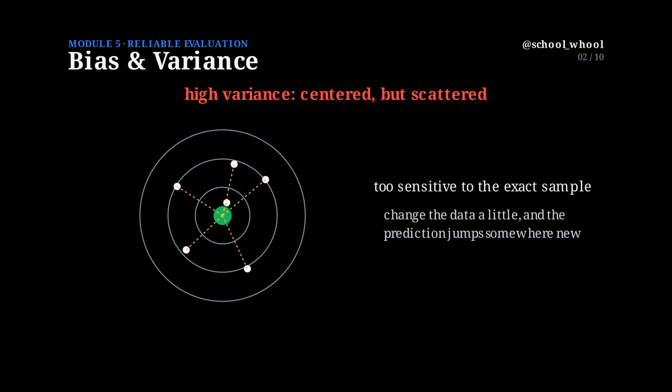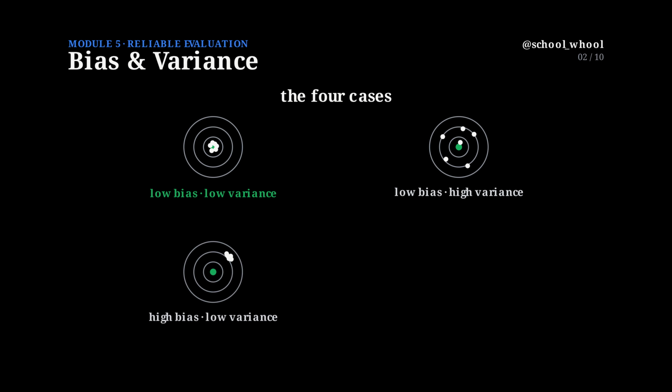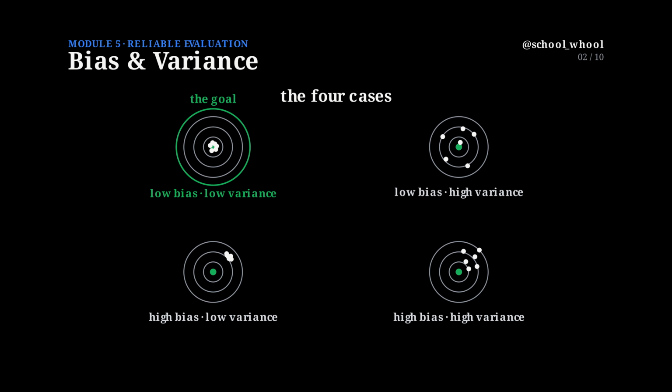Put them together and we get four cases. Low bias and low variance, tight on the bullseye, is the dream. High bias is off target, high variance is scattered, and the worst case is both at once. Real models live somewhere on this grid, and our job is to push toward that top left corner.